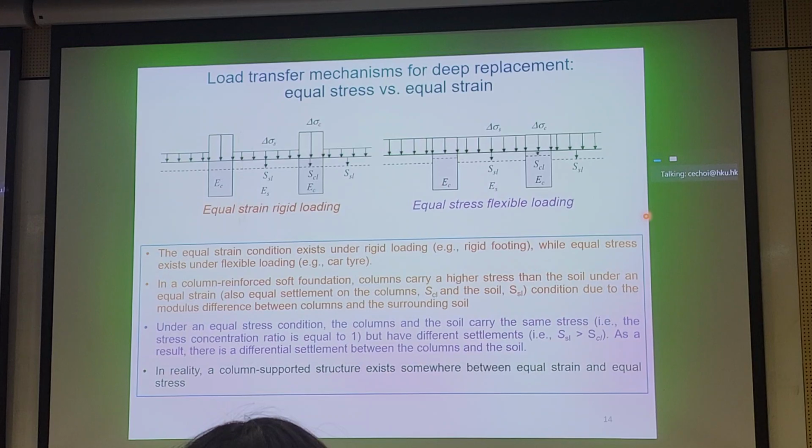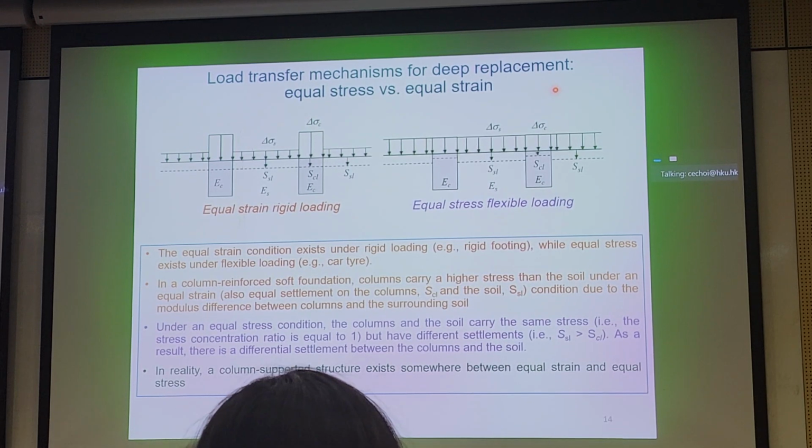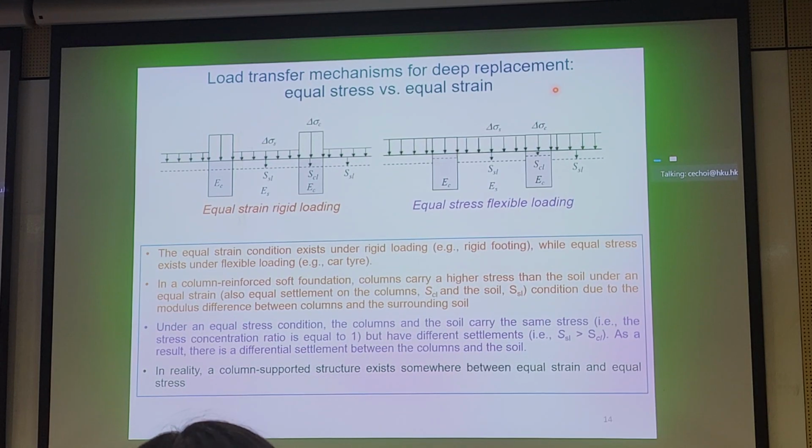Conversely, you can also have an equal stress scenario. Equal stress means you design the situation so that both your columns and in situ soil are subjected to equivalent stress. Now, we can already see what the problem is going to be. The problem is your columns will not settle as much because they're much stiffer, but the surrounding in situ clay will settle more.